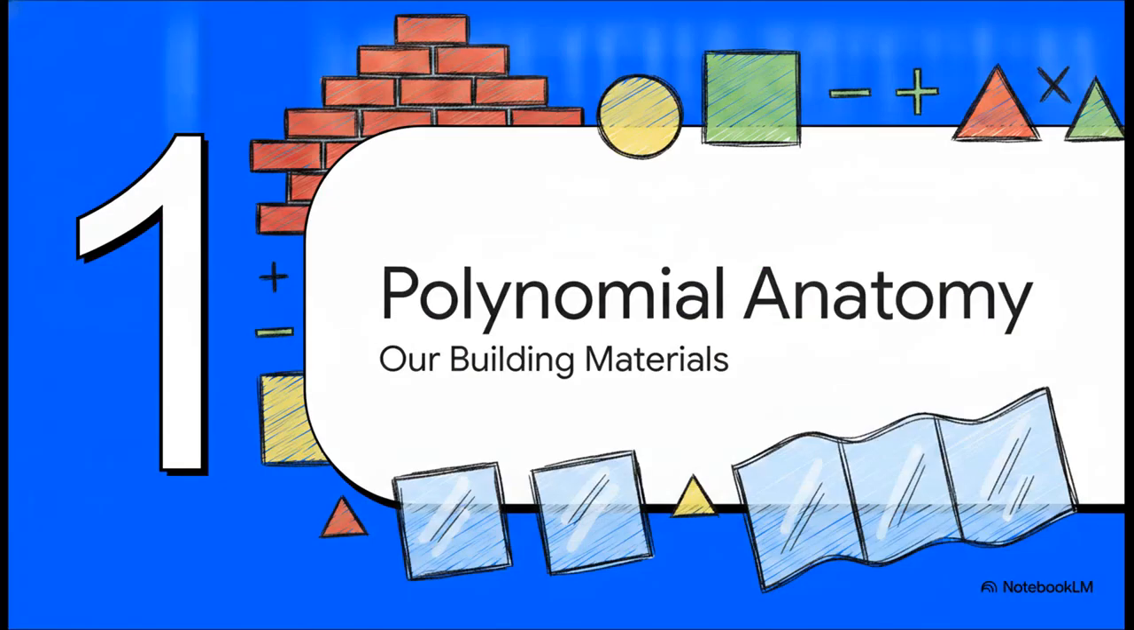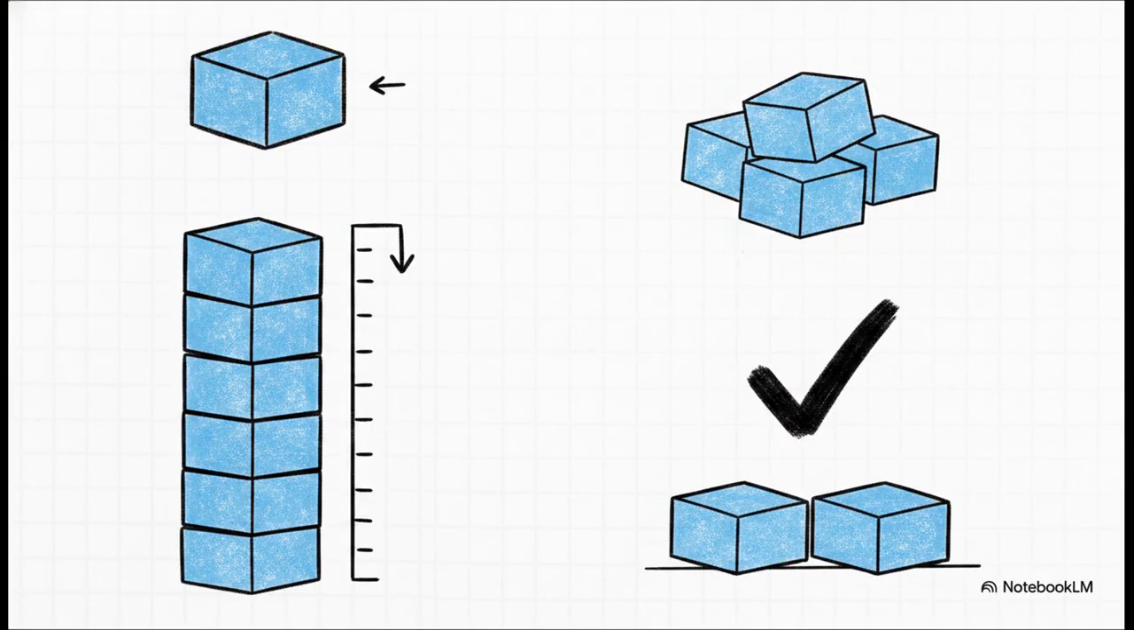All right, Section 1, Anatomy of a Polynomial, our building materials. Okay, before we can actually build anything, we really have to understand the raw materials we're working with, right? I mean, you can't build a house if you don't know the difference between a brick and a pane of glass. So let's get our vocabulary straight.